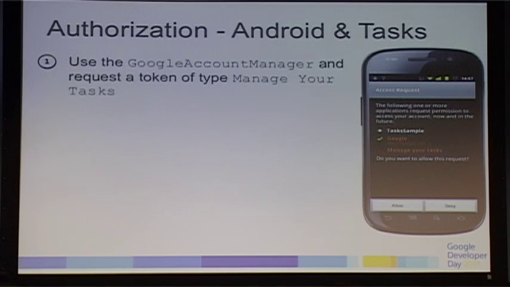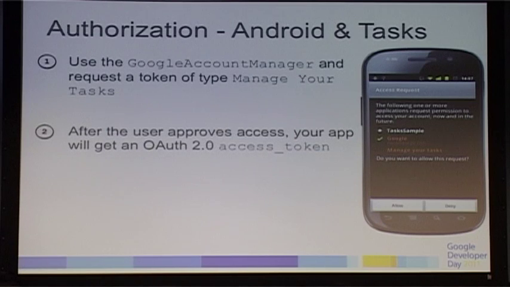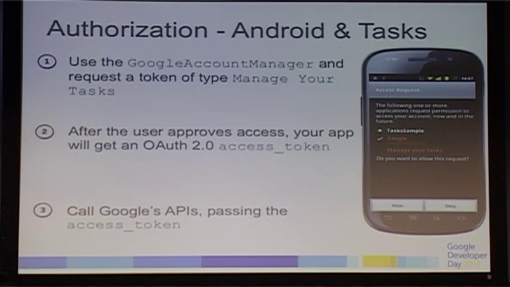So basically you say, I want a token of type manage your tasks, and then the user is moved over to a Google interface called the Account Manager, which prompts them to allow or deny access. After the user hits allow access, your application gets an access token and then can call the APIs. So very simple. We have articles online to talk about this.